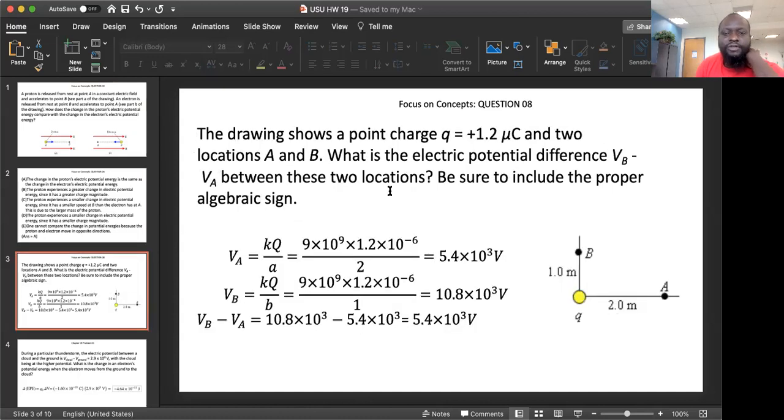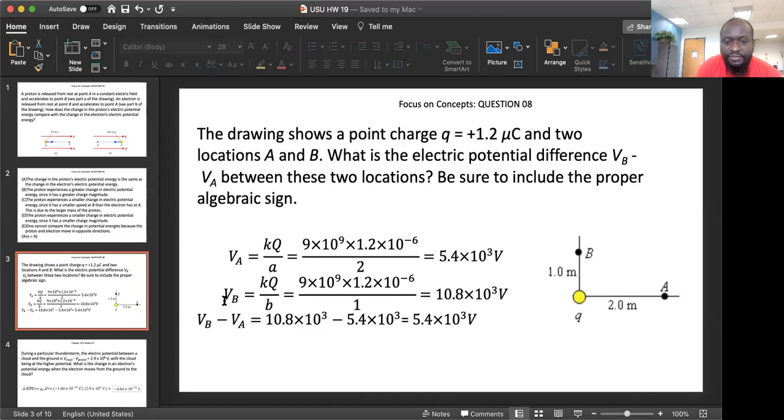Okay, now the next question, focus on concept question 08, says the drawing shows a point charge Q equals positive 2 microcoulomb and two locations A and B. What is the electric potential difference VB minus VA? So just get V due to B is kQ over rB, V due to A is kQ over rA, where rA is the distance from point A to Q and rB is the distance from point B to Q. So when I do that, k is my constant, 9 times 10 to the 9, times the charge, the same charge Q, 1.2, don't forget to convert to SI unit, times 10 to the power negative 6, all over 2. I get that. rA is 2, the distance from Q to A.